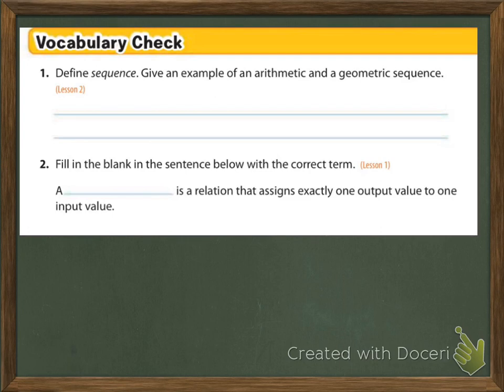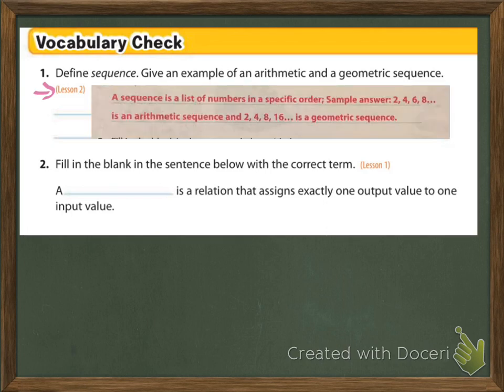And then on the first line, it says define sequence. It tells you can find the definition in lesson 2. See, it says that right here. And then it says to give an example of an arithmetic and a geometric sequence. I went ahead and inserted the answer here. It says a sequence is a list of numbers in a specific order. So a sample answer that you could have given was 2, 4, 6, 8.